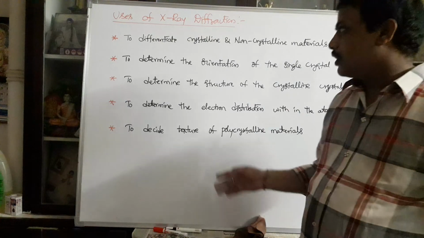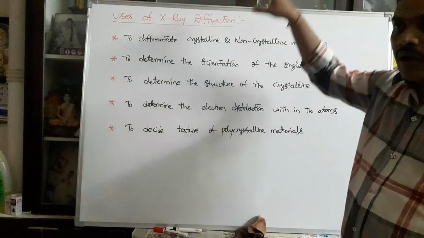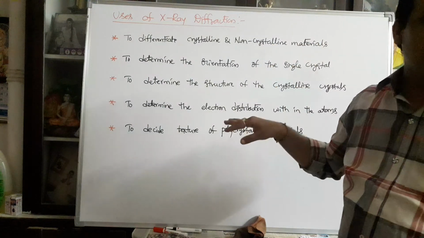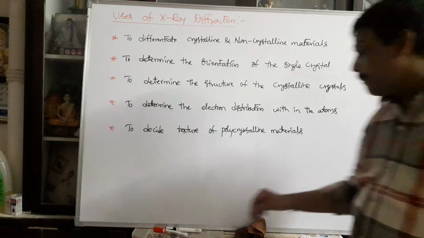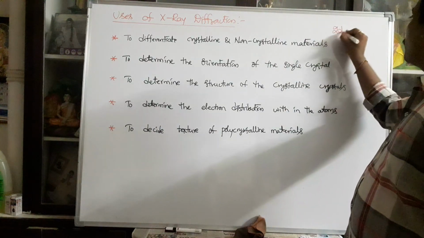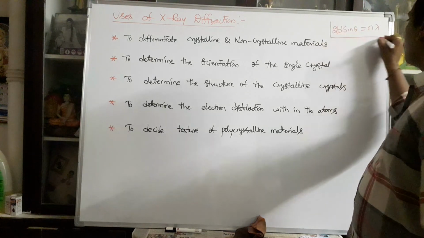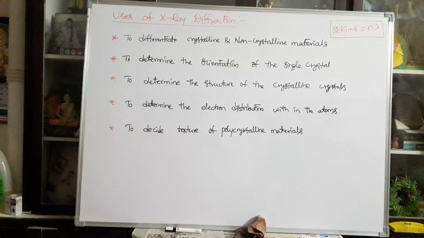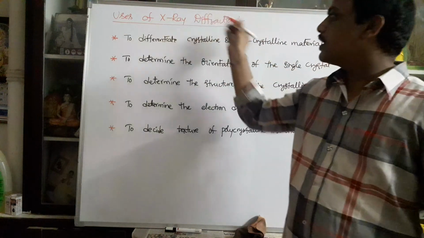And the last one in this crystallographic method is the uses of X-ray diffraction. In all 4 methods, we are using diffraction methods. They obey Bragg's condition, nothing but 2d sin theta must be equal to n lambda. The Bragg's relation is 2d sin theta equal to n lambda. Based on this condition, these are the uses of X-ray diffraction.